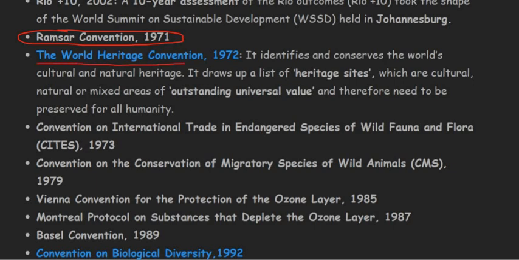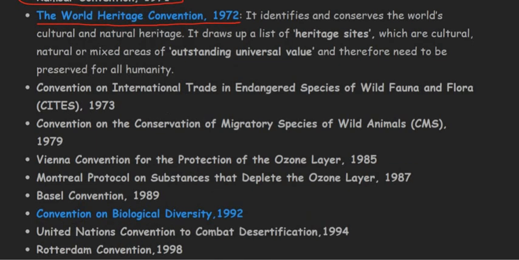The World Heritage Convention, 1972, it identifies and conserves the world's cultural and natural heritage. It draws up a list of heritage sites, which are cultural, natural, or mixed areas of outstanding universal value, and therefore need to be preserved for all humanity. Convention on International Trade in Endangered Species of Wild Fauna and Flora, CITES, 1973.